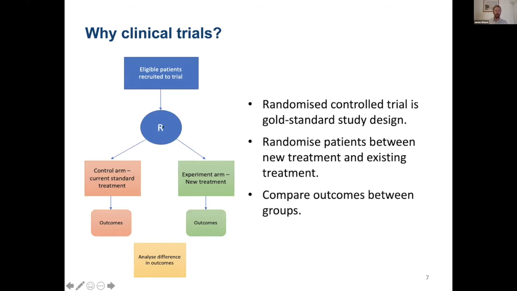And then we're randomizing them between the control arm, which might be their current standard treatment, and an experimental arm, which is the new treatment that we're seeking to compare. And in each group, we're following up the patients and looking at their outcomes. I will say more about all of this later on, but just as a high-level overview. And then we're comparing the outcomes between the two groups and seeing whether there is a difference between the two groups. And if there is, we can say that it's due to the new treatment because we've randomized patients. There are much fewer opportunities for biases, like I've given an example of before.